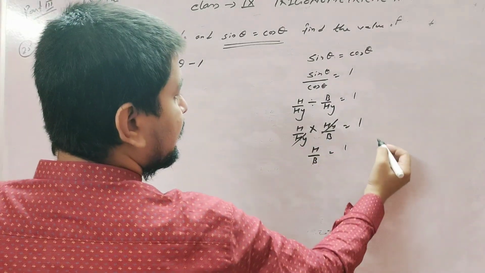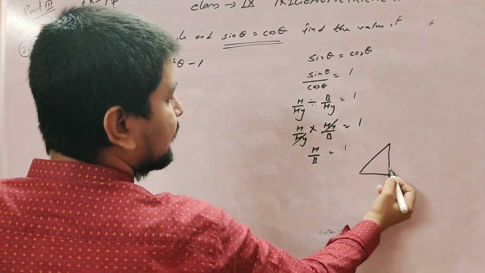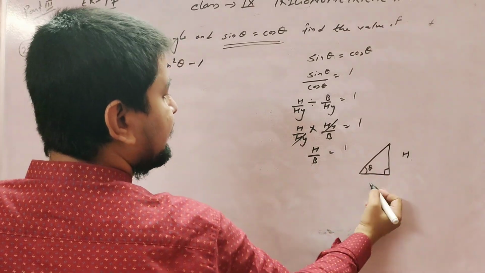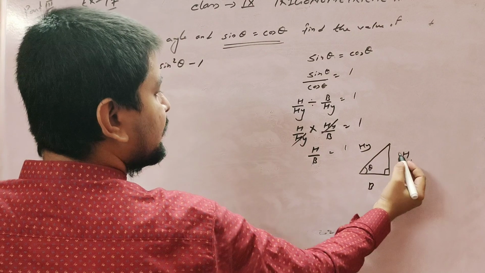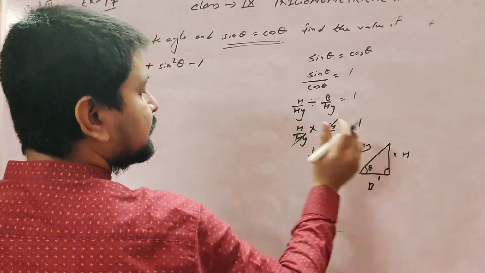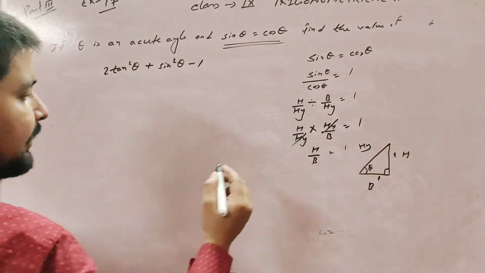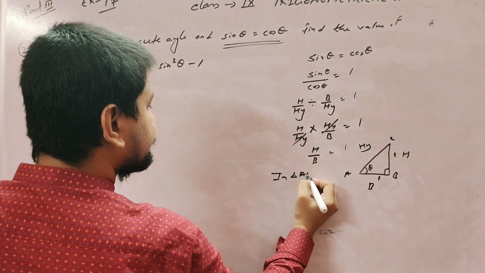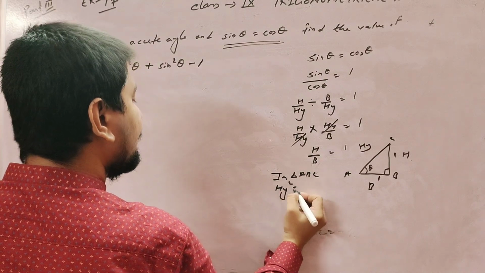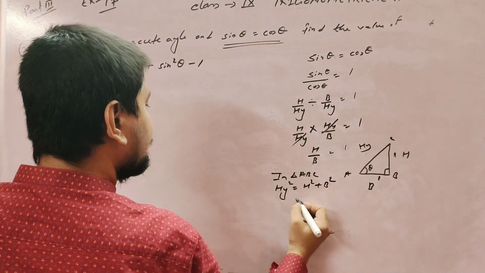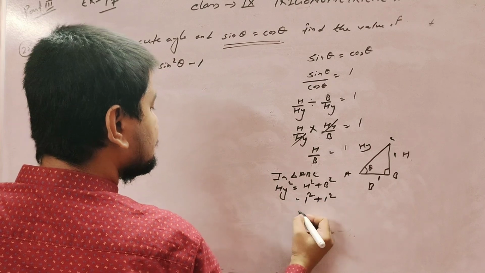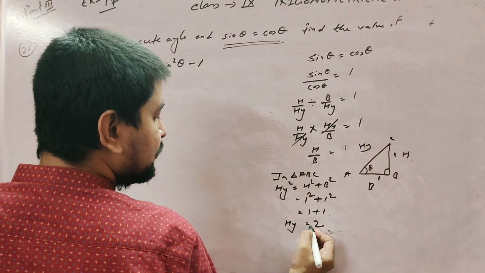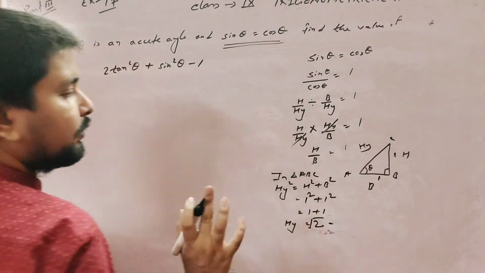So this is your right angle triangle. 90 is here, theta is here. So this is your height, this is your base, and hypotenuse is here. So height is 1 and base is 1. First of all calculate what? Hypotenuse. So in triangle ABC, hypotenuse square equals height square plus base square. Height is 1, base is 1, that is 1 plus 1, it's 2. So hypotenuse square equals 2, so hypotenuse equals root 2.